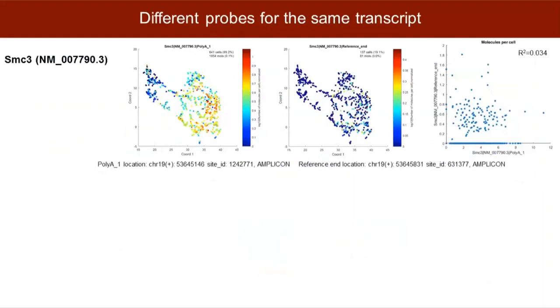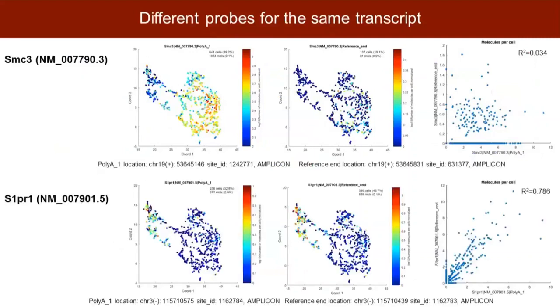This is a case where 2 different probes were designed to target the same transcript, SNC3, and one of them didn't work. So the correlation coefficient is, of course, very, very low. In this case, the correlation between two different probes for S1PR1 was very good. So a great advantage of targeted single-cell RNA-seq is that we can target different isoforms of the gene of interest.